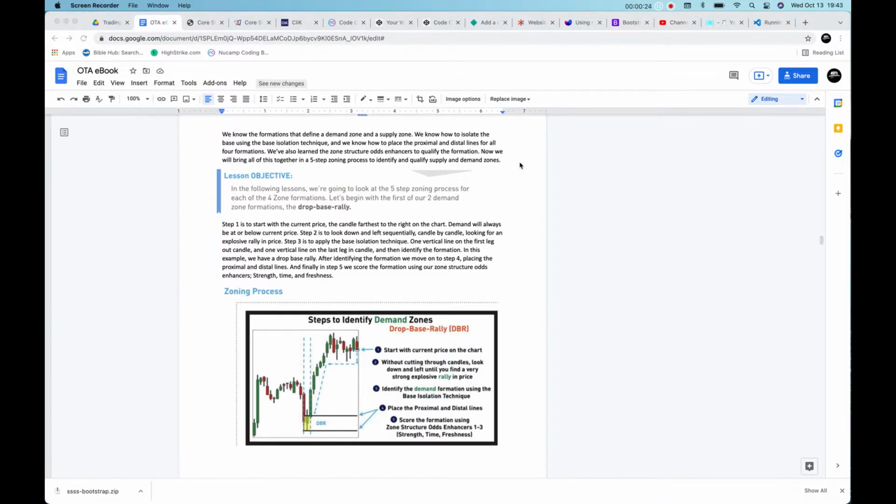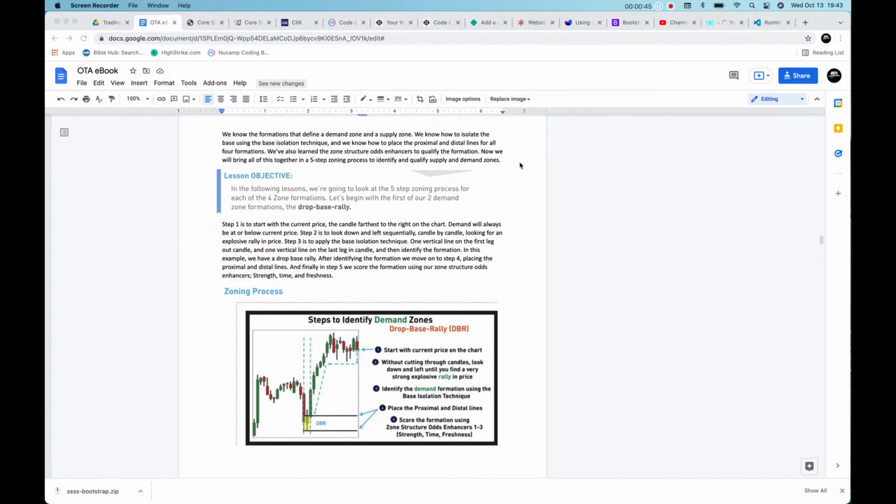Now we will bring all of this together in a 5-step zoning process to identify and qualify supply and demand zones. In the following lessons, we're going to look at the 5-step zoning process for each of the 4 zone formations. We'll begin with the drop-based rally.